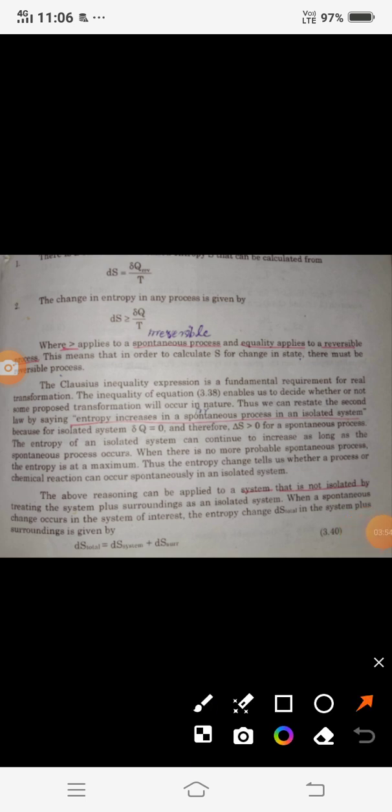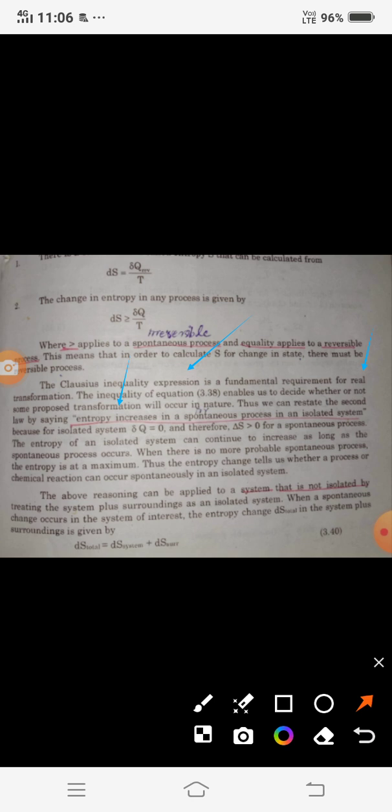The Clausius inequality expression is a fundamental requirement for real transformation. The inequality of the equation enables us to decide whether or not some proposed transformations will occur. What does transformation mean here? Transformation simply means the conversion of the reactants into the product form.